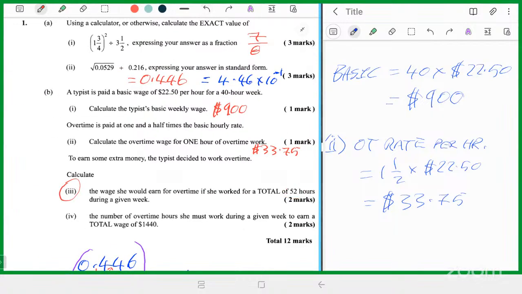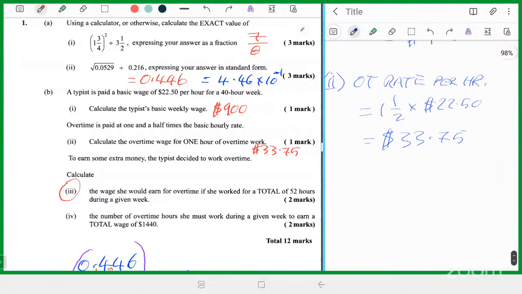So if you work 52 hours, you have to take out 40 regular. Means you work 12 hours overtime. I multiply that 12 hours by the overtime rate. So for part 3, sorry. OT hours will be equal to 52 minus 40, which is 12. So we're working 12 hours overtime.